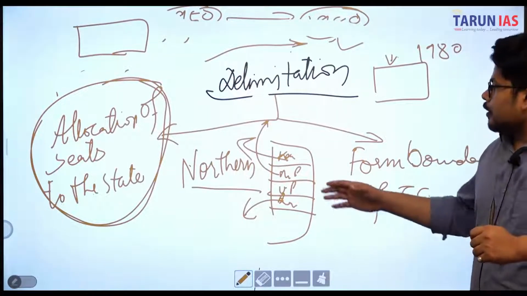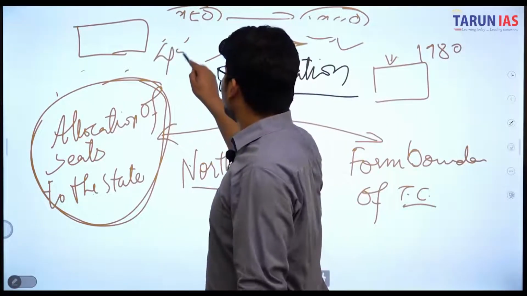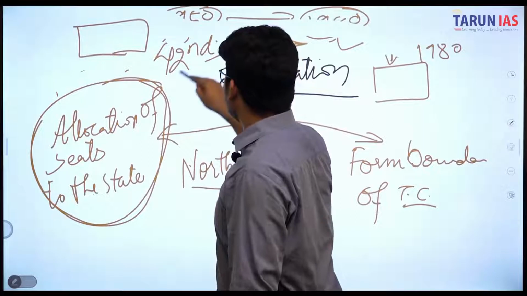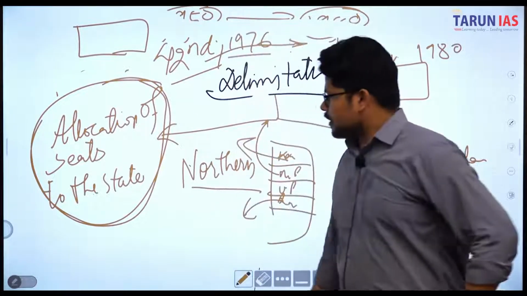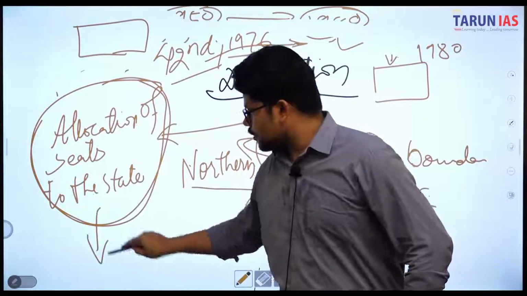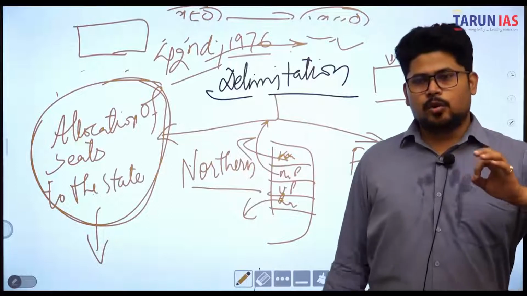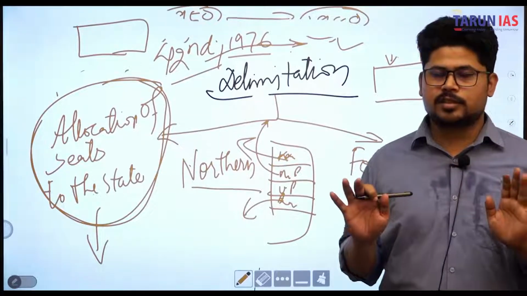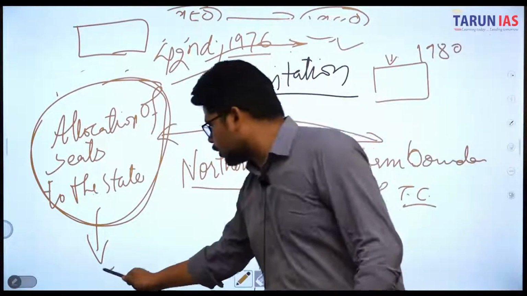So what the 42nd Amendment Act 1976 did was it froze the allocation of seats. The allocation of seats that had already been done to the states on the basis of the 1971 population will remain the same until 2000.